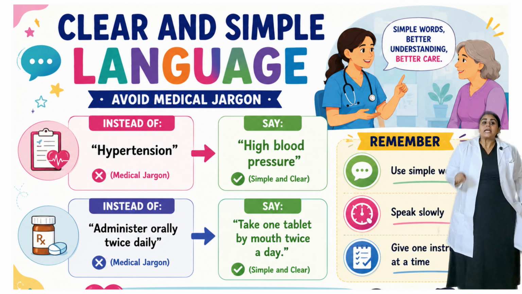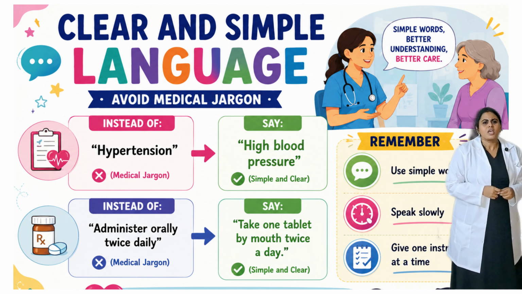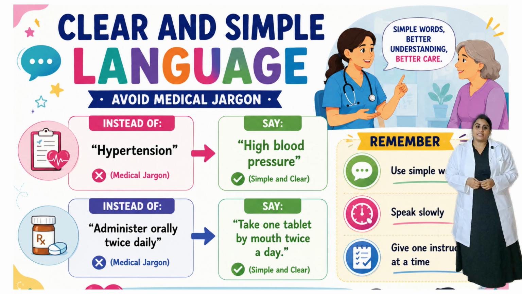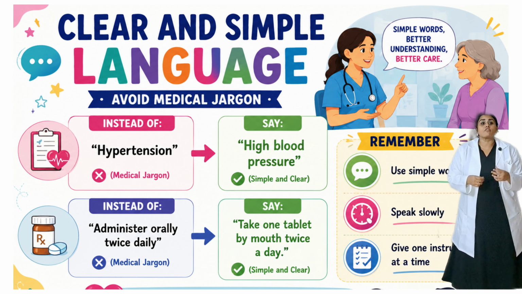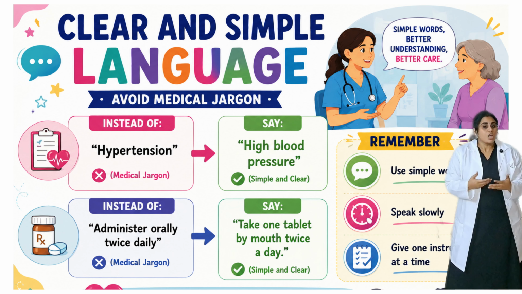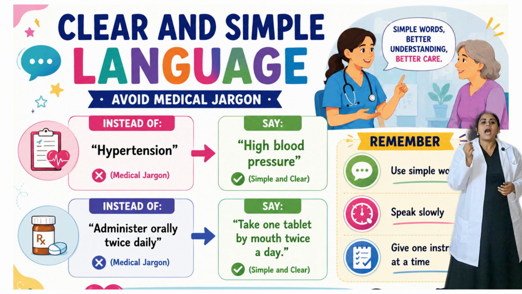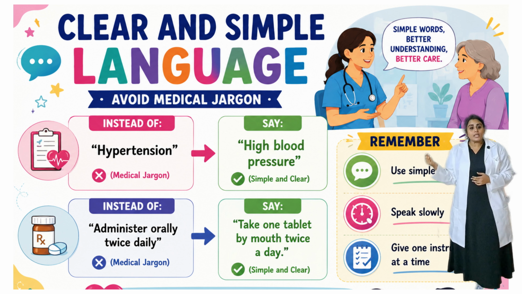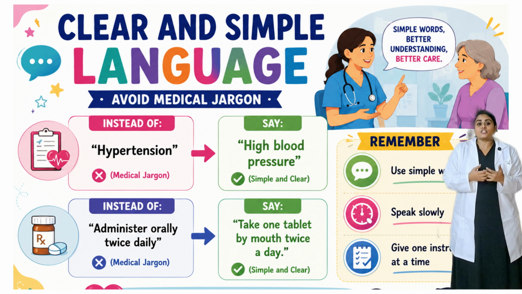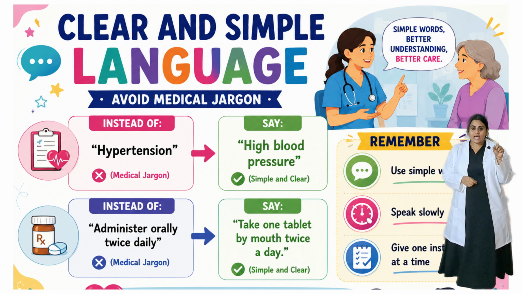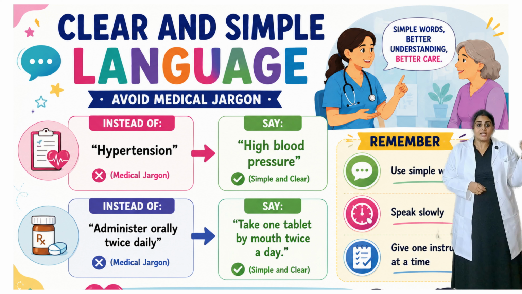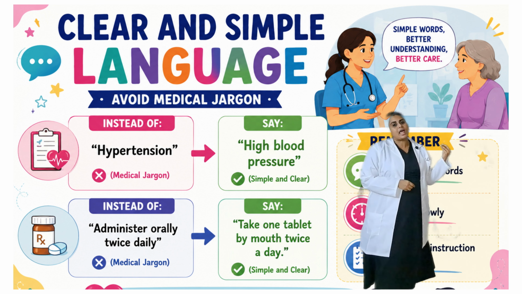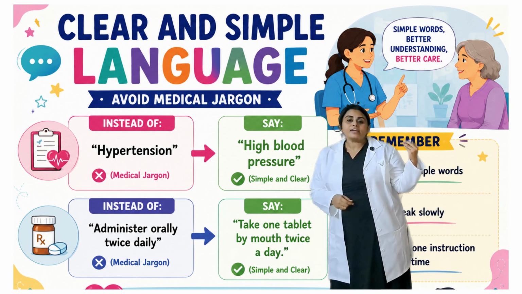Next point is clear and simple language. Use simple language which they can understand easily. For example, if you are using the word hypertension, you can say simply high blood pressure. Instead of saying administered orally twice daily, you can say take one tablet by mouth twice a day. It's very simple and clear, right? This type of clear and simple language leads to better care.